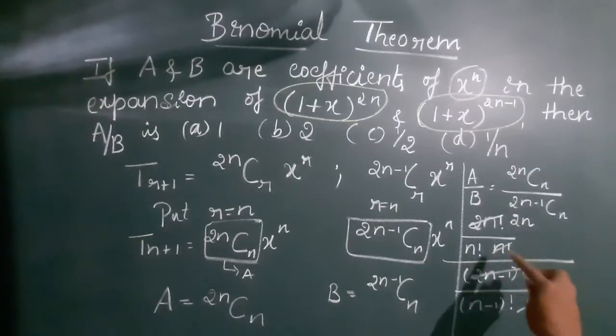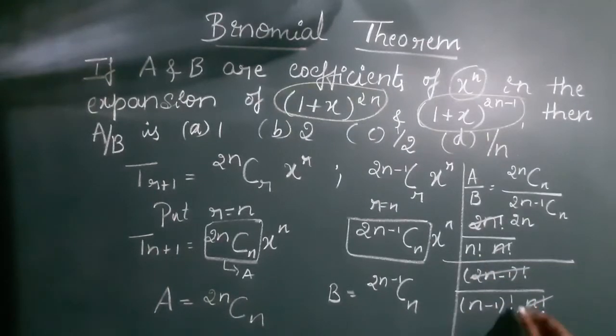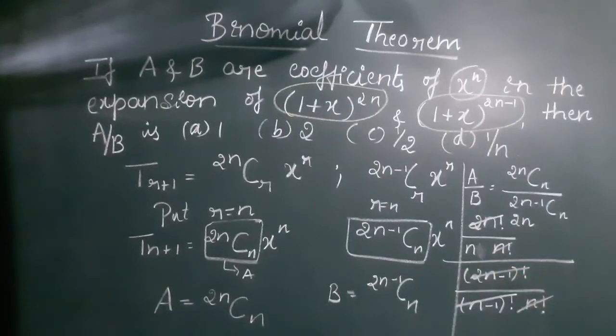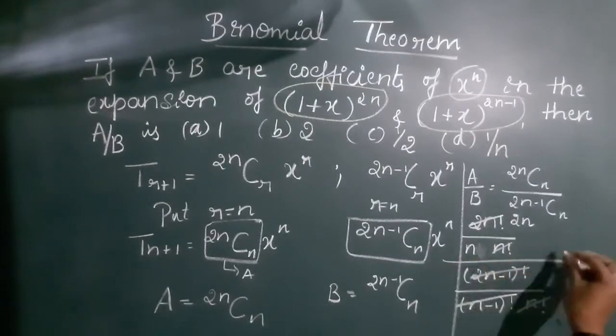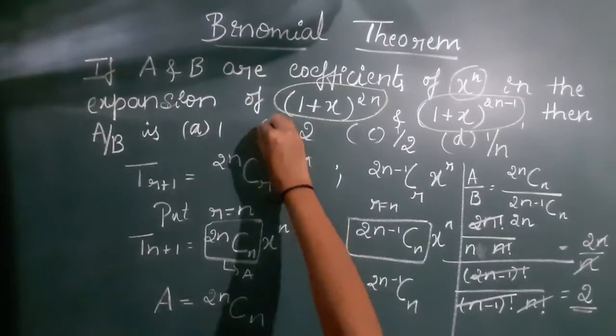So what is remaining? 2n. So clear? Directly I'll write, because you know this. Here n factorial divided by n minus 1 factorial. So that I can cancel n minus 1 factorial. So we will be remaining only with n. Now what is remaining? 2n divided by n. So we can cancel n and n. So the value of A by B will be equal to 2. That is the option B.